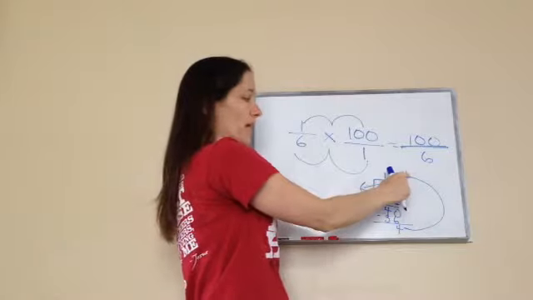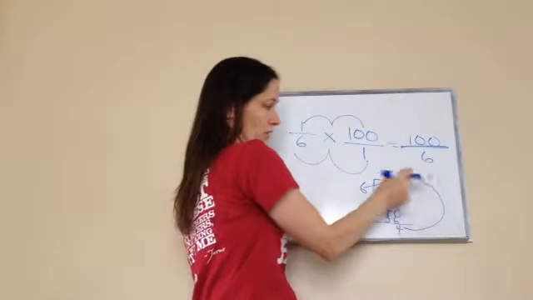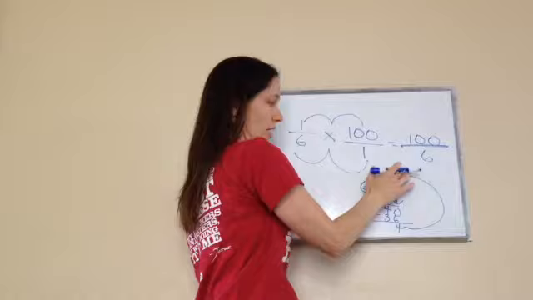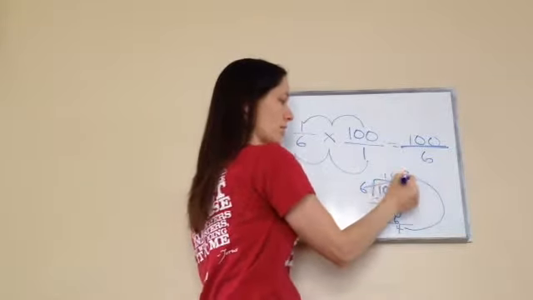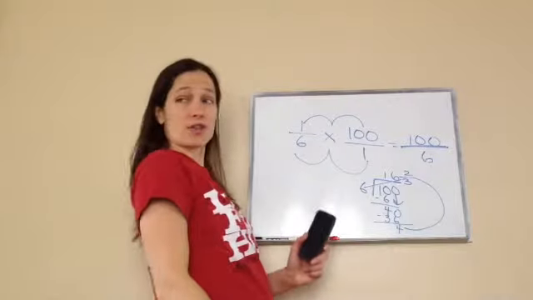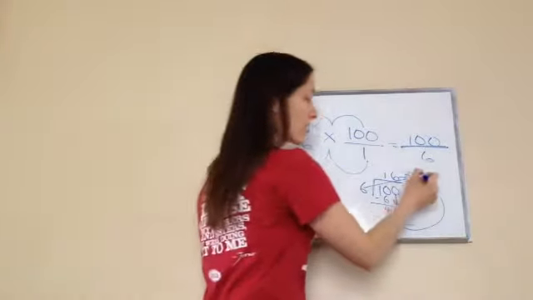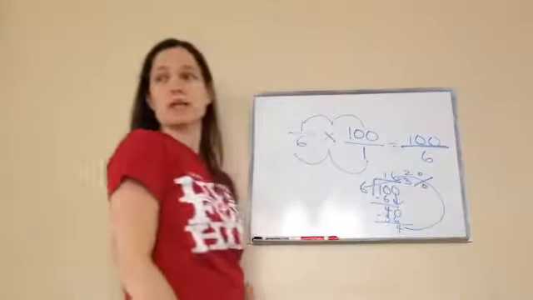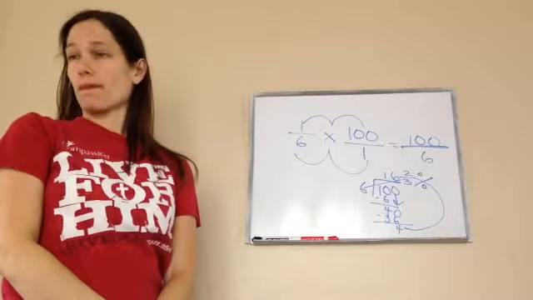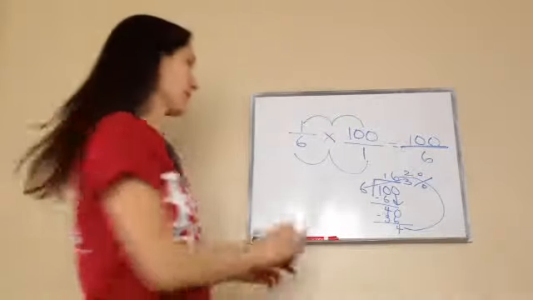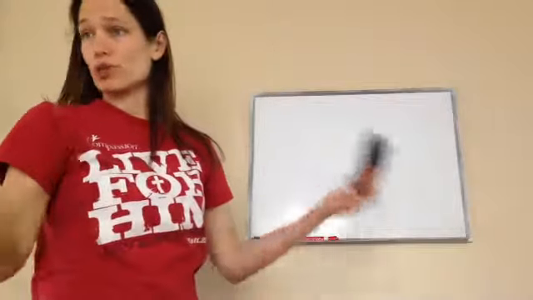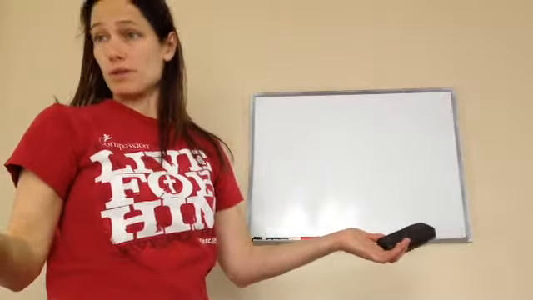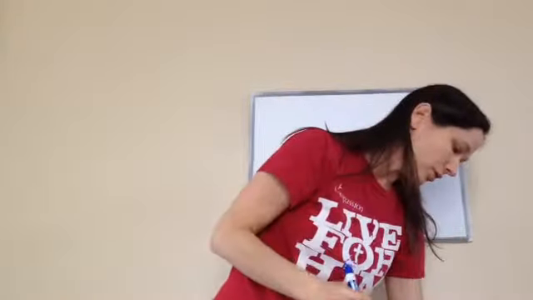2 will go into 4 how many times? 2 times. 2 will go into 6 how many times? 3. Very good. So our final answer is 16 2/3%. See how we did that? Okay. So when you come to a number that you can't get, just multiply it by 100. That's just kind of the rule of thumb. Now, let's do one more.